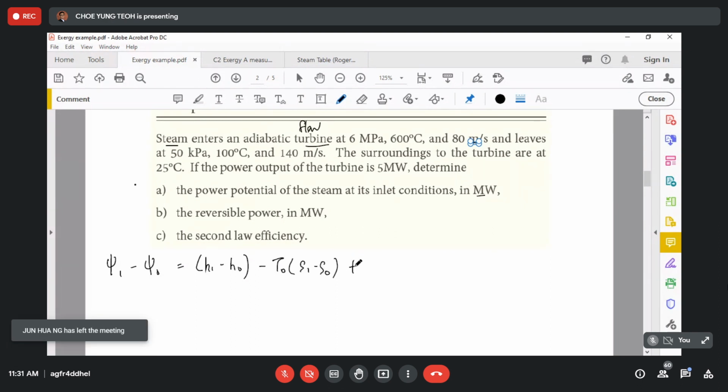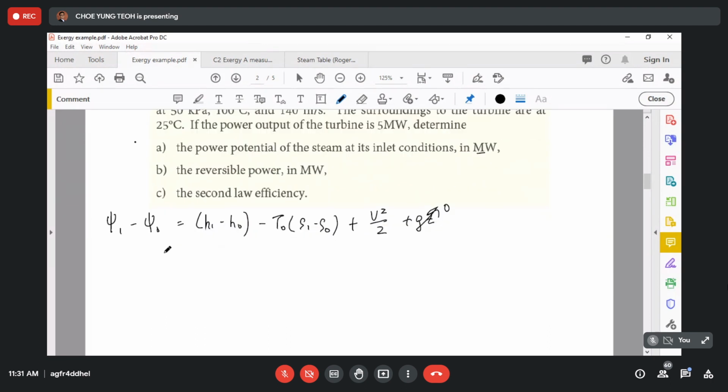And then third, we have the change of kinetic energy. So for kinetic energy, we have V squared over 2. And then potential energy, gz. This term is 0, because they do not give any information about the potential energy. Okay, next, we have to find H1 and H0. Maybe you can separate this into 3 parts.